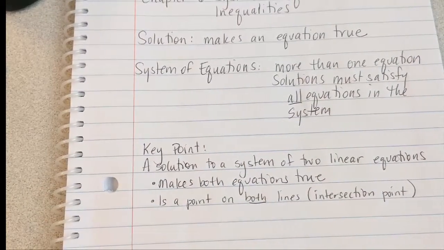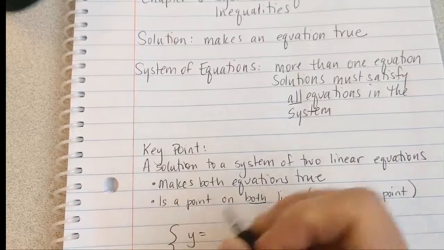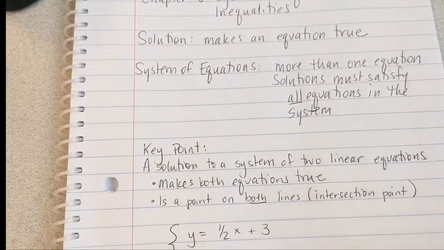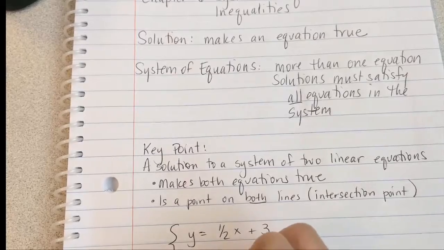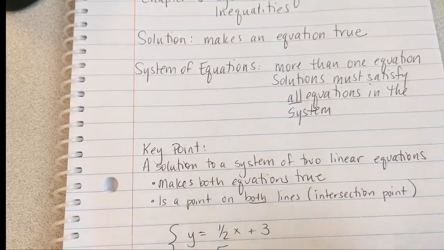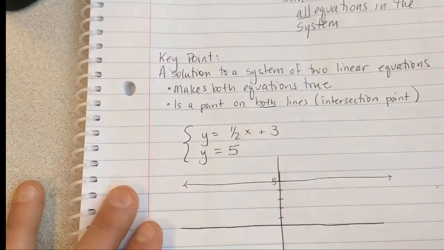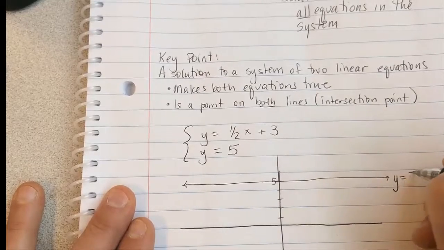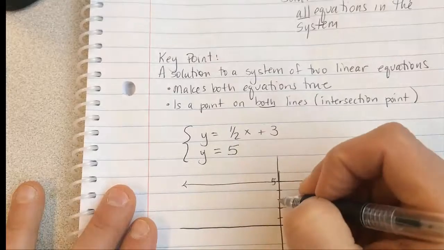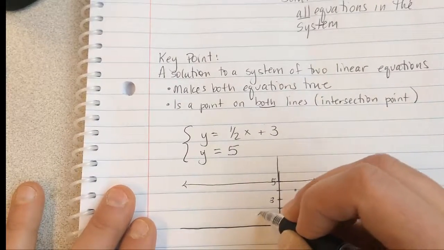So when we have a system of equations, let's make an easy one up. Let's have y equals 1/2 x plus 3, and let's have y equals 5, a horizontal line. So if we go ahead and graph these two, here's my line y equals 5, and then 1/2 x plus 3, I'll start at a y-intercept of 3 and use a slope of 1/2.